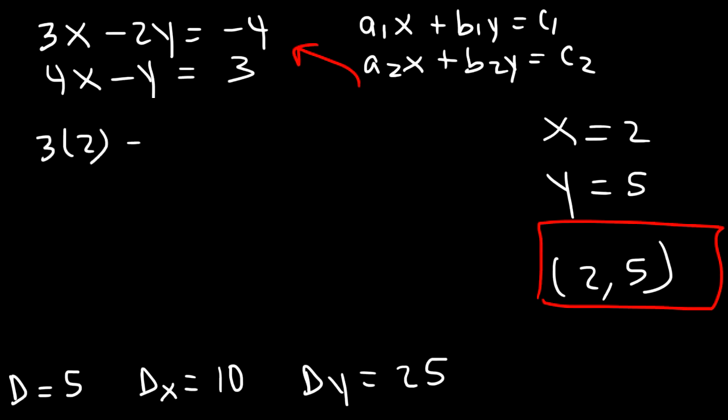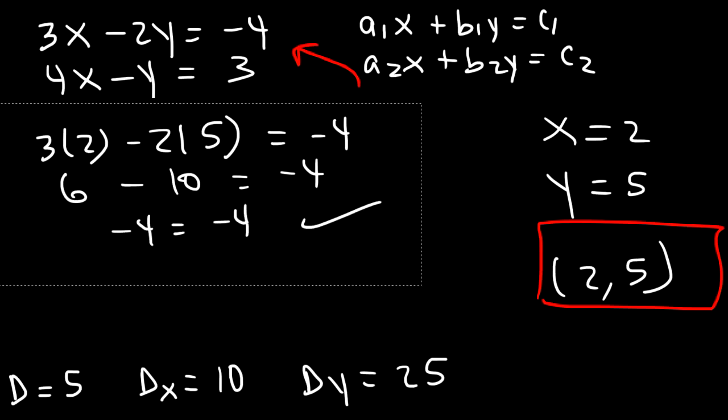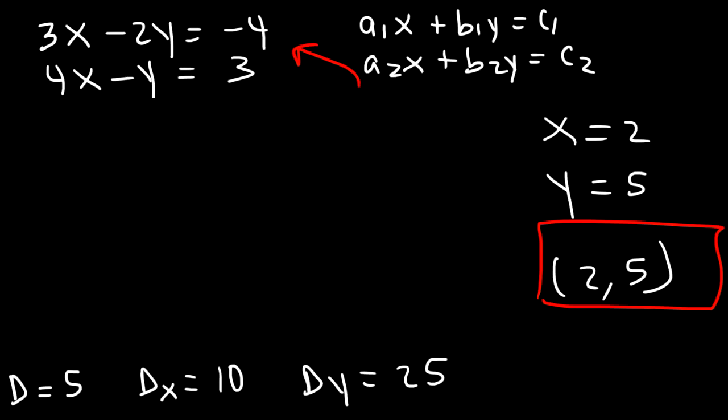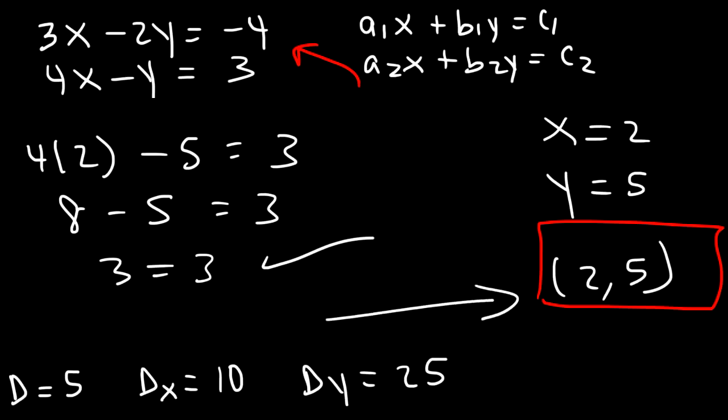So 3 times 2 minus 2 times 5. Does it equal negative 4? 3 times 2 is 6, 2 times 5 is 10. 6 minus 10 is negative 4. So it works for the first equation. Now let's try the second one. 4 times 2 minus 5, does it equal 3? 4 times 2 is 8. 8 minus 5 is 3. So this works. So now you know how to use Cramer's rule to solve a system of linear equations with two variables.